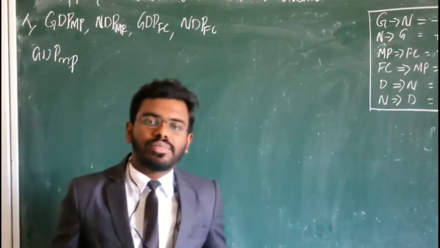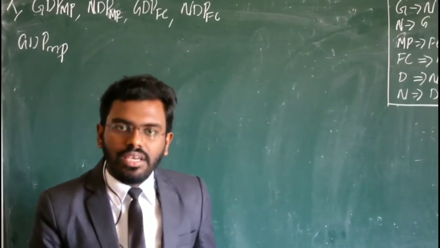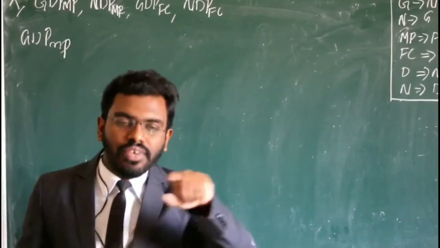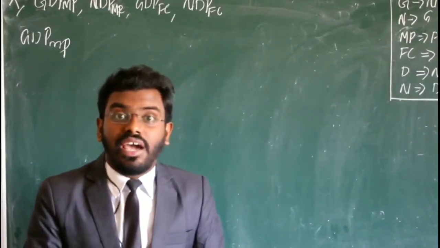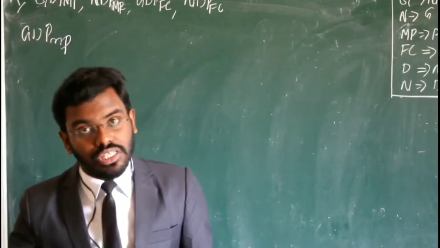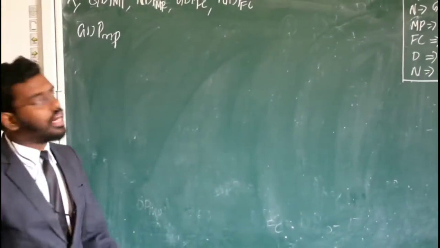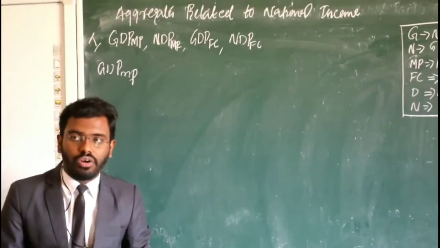Okay, next one, that is NDP MP, net domestic product at market price. So what is net domestic product at market price? It is the money value of all final goods and services produced within the domestic territory of a country during a year, excluding depreciation. So in GDP MP, depreciation is included, whereas in the case of NDP MP, depreciation is not included.